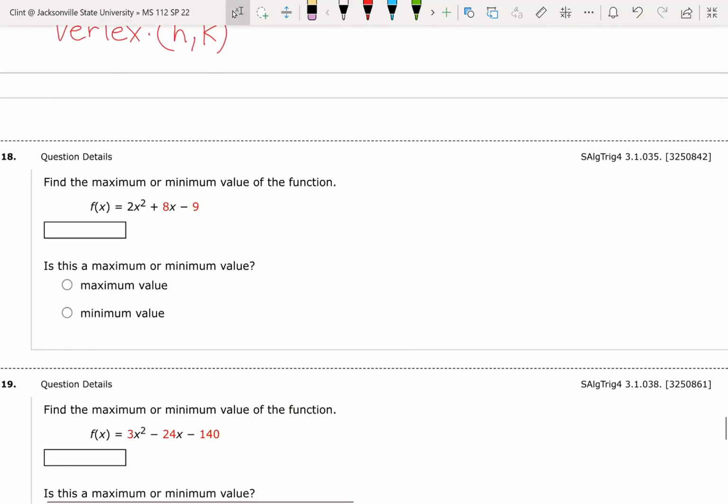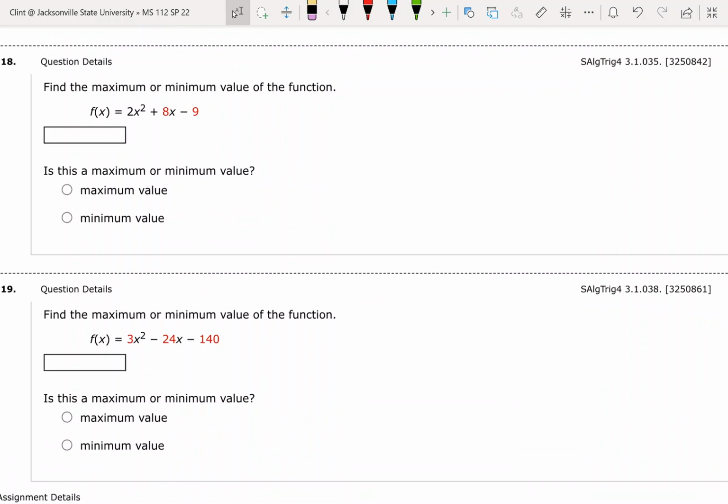And then 18 and 19 are the same type of problem. They're just two different functions. It says find the minimum or the maximum value of the function. That's the same thing as telling you to find the vertex. These are not in that special form where we can just read the vertex off, so this is where we need the vertex formula. And this will be something that's on the formula sheet.